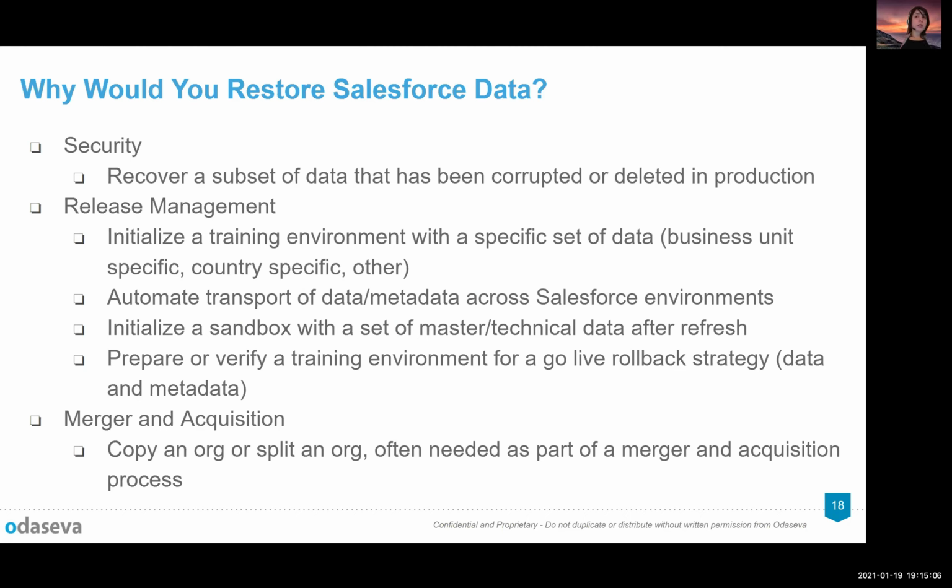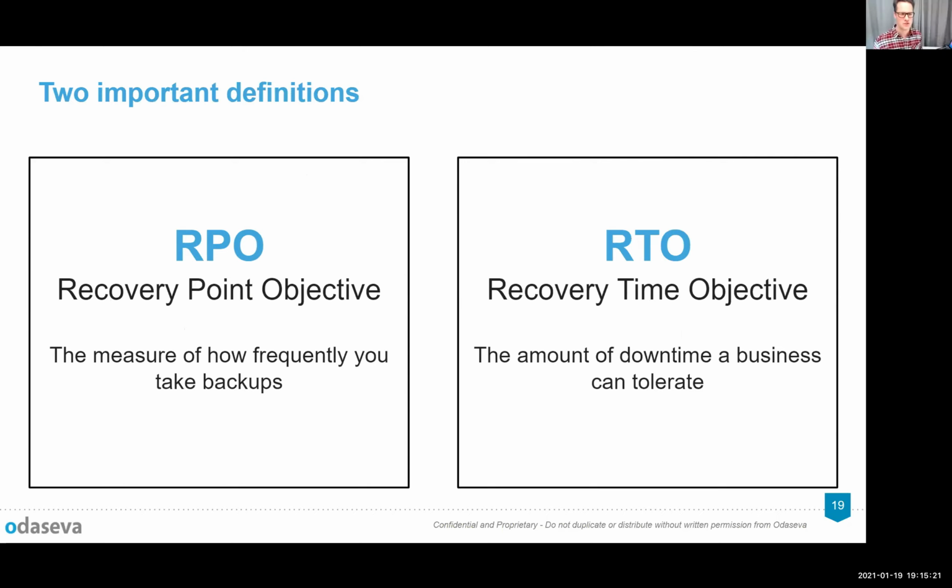There are the mergers and acquisitions. So many big companies absorb smaller companies, and so on. So you might need to copy an org or split an org during that process. Just like I was saying at the beginning with the dramatic disasters and the everyday disasters, it doesn't even need to be a disaster. There are so many applications for a copy of your data, and having that really gives you a lot of power.